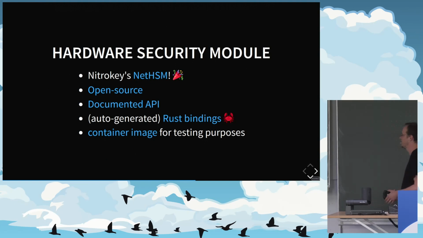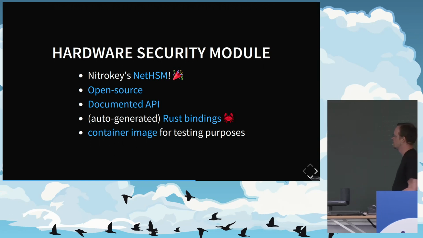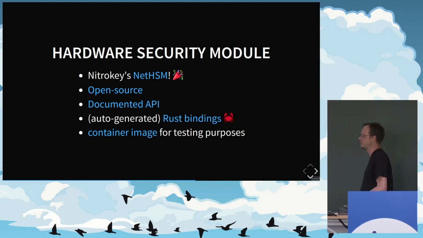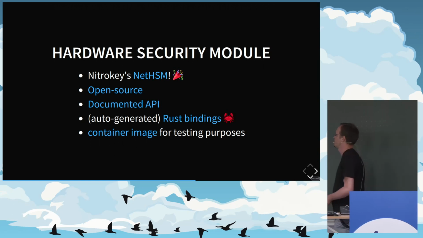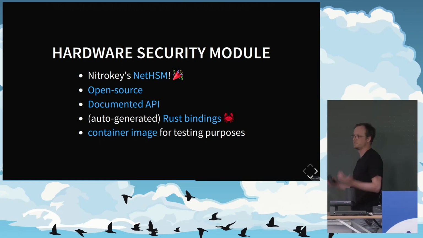So we've evaluated a few HSMs and ended up basically on Nitrokey's NetHSM, as it is fully open source. It has an open source operating system. It has a documented API that is OpenAPI docs based. We have an auto-generated Rust client that we can make use of.